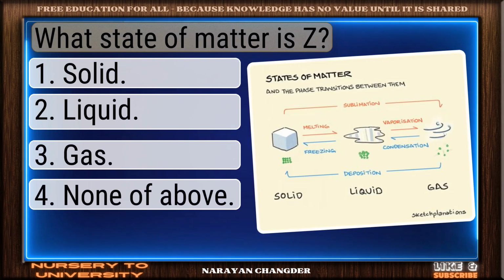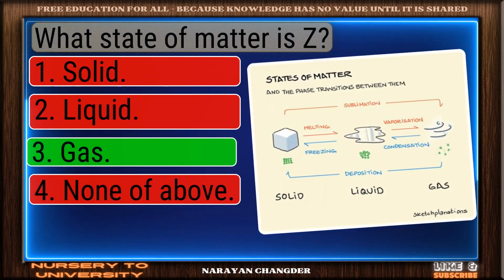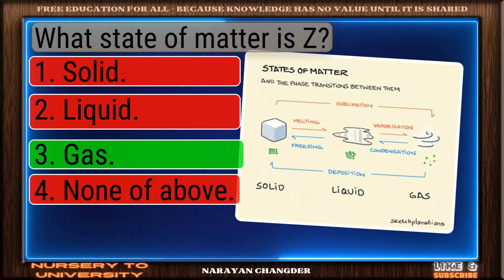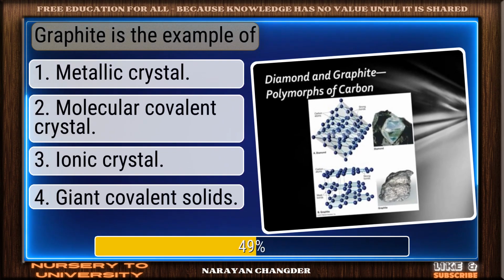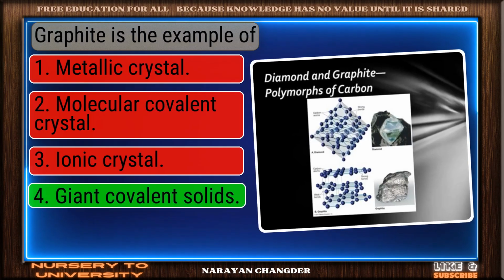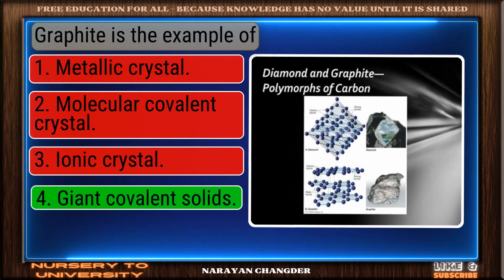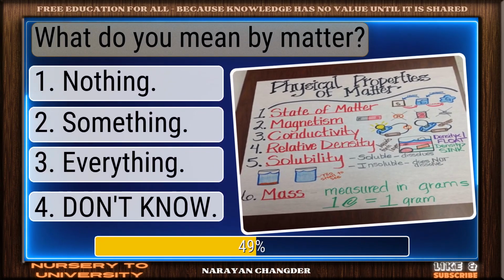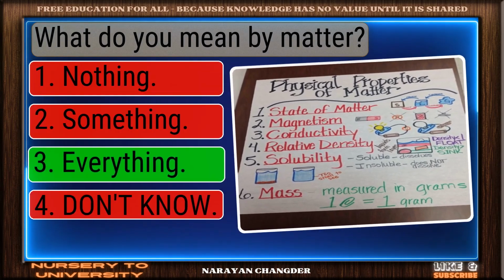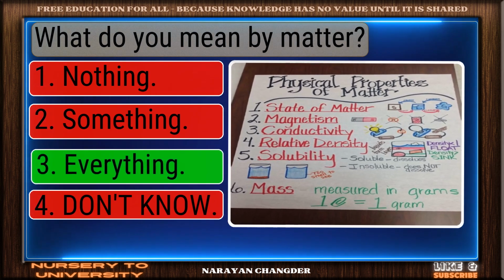What state of matter is Z? Nice selection. Gas is the correct and valid answer. Graphite is the example of. On track. Giant covalent solids is the correct answer. What do you mean by matter? Nice work. You chose everything, and it is correct.